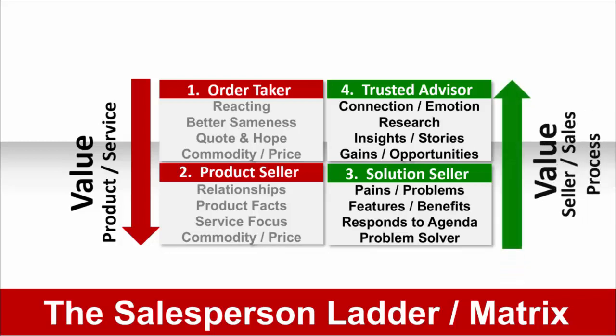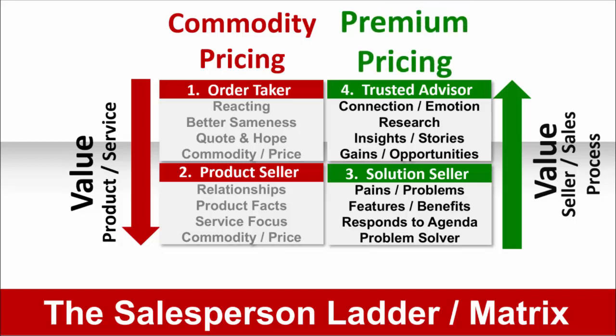On the right-hand side of the quadrant where the solution seller and the trusted advisor operate, they actually see that a lot of the value comes from the seller and the sales process the seller is actually using. So the seller is actually a large part of the value proposition, and we'll talk about that again in a few minutes' time. On the left-hand side of the quadrant, a lot of the focus is on commodity pricing. On the right-hand side, the focus is on premium pricing, because we're bringing business value to the equation for the customer or the potential customer.